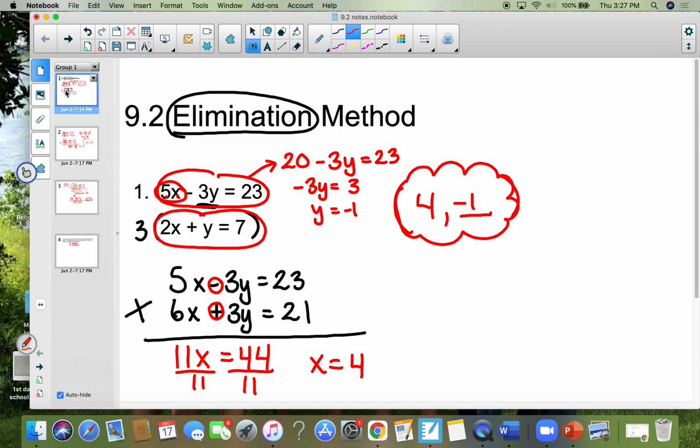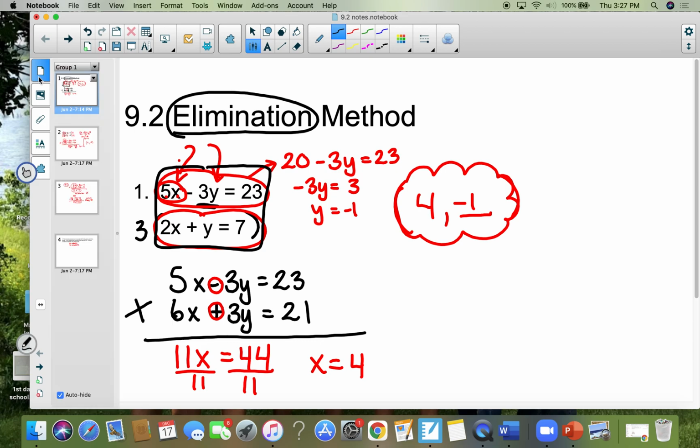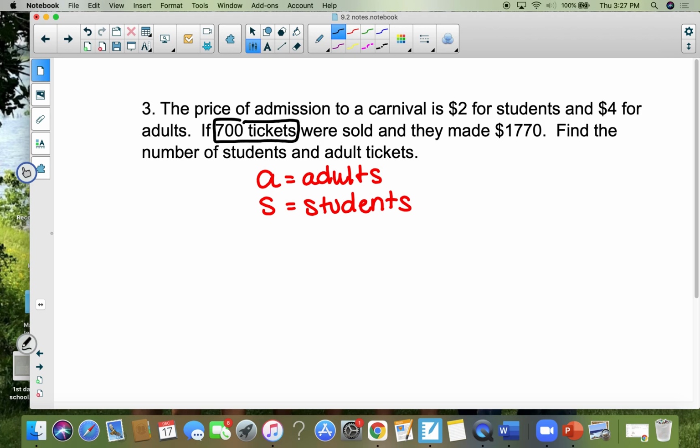Just like these problems, you're going to have 2 variables and you're going to have 2 equations. So we need to come up with 2 variables and 2 equations. So here we go. We know that I'm going to use A for adults and S for students. And I know that there were 700 tickets sold. We just don't know how many of each. So one equation is going to be how many adult tickets and how many student tickets, but both of them add up together to make 700 tickets. So A plus S is equal to 700.